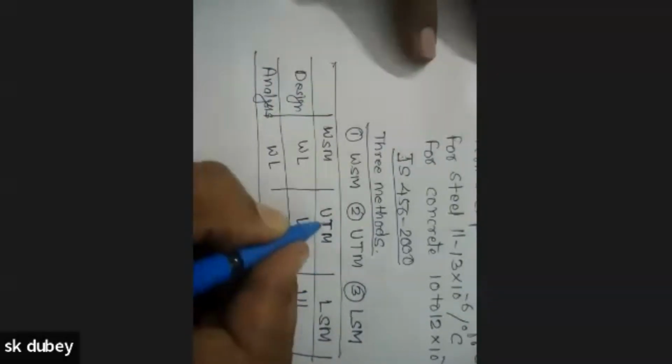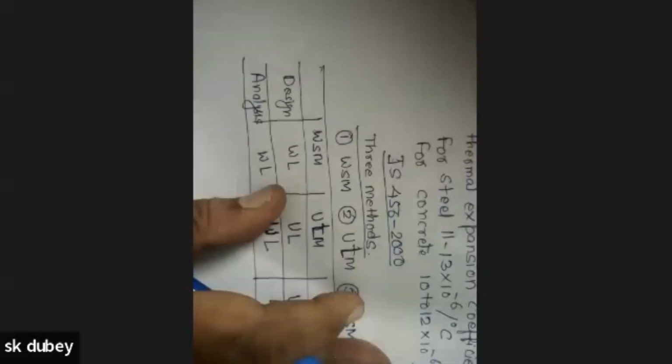Ultimate method is generally used for ultimate load. Generally it works for steel structures, but the ultimate load method, ULM, is not suitable for RCC structures. Better we give the notation ULM, ultimate load method. So this is the main difference between all these methods.